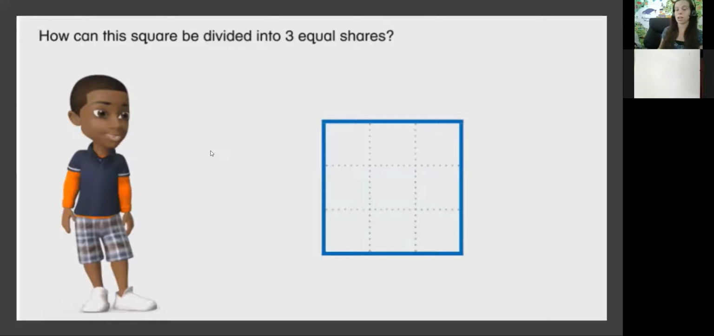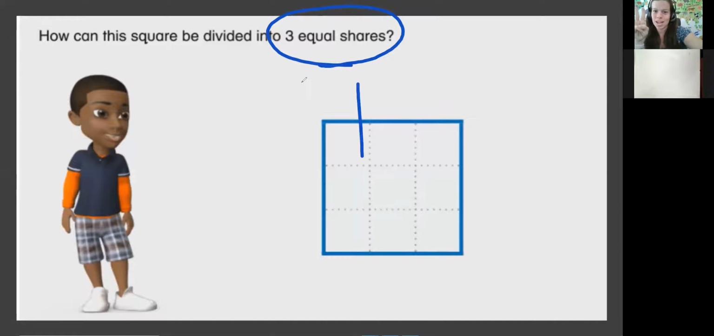So this is a square and it's been divided into smaller squares so we can tell easier if it's equal. We're going to divide it into 3 equal shares instead of 4 shares, all right? So try something new. 3 equal shares. How can I split up, pretend it's a pizza, into 3 thirds? Thirds.